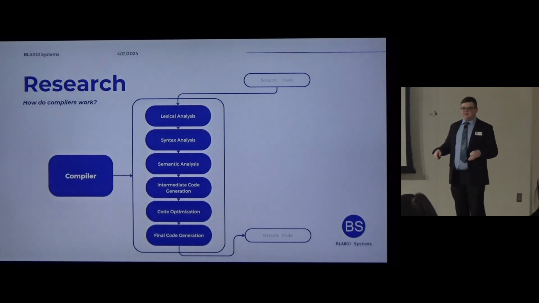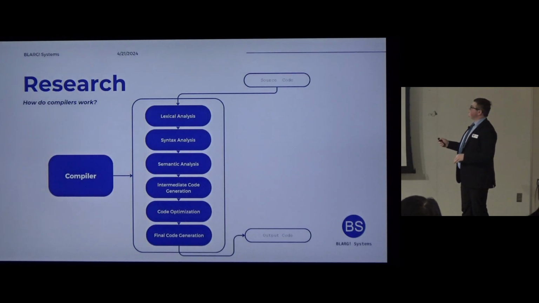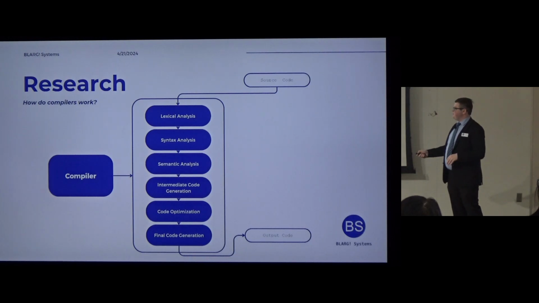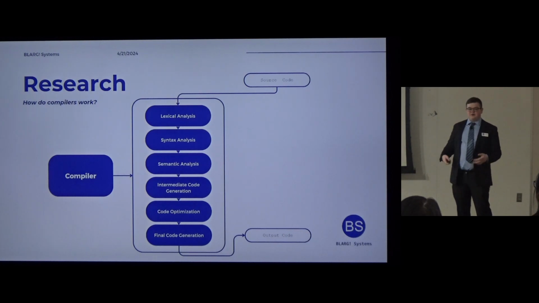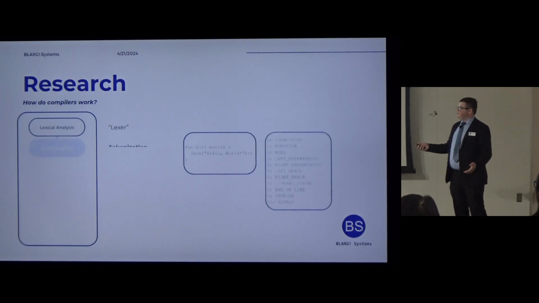Turns out compilers have a bunch of steps to them. So if I put my source code in here, it's going to go through 6 steps before I get my output code. These 6 steps are lexical analysis, syntax analysis, semantic analysis, intermediate code generation, code optimization, and final code generation. So starting with lexical analysis.